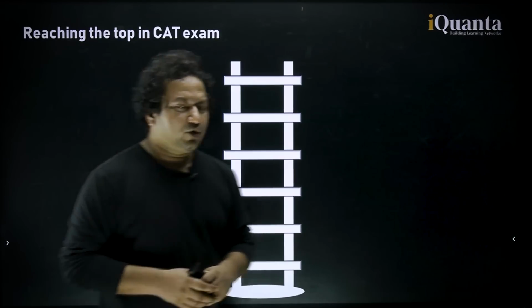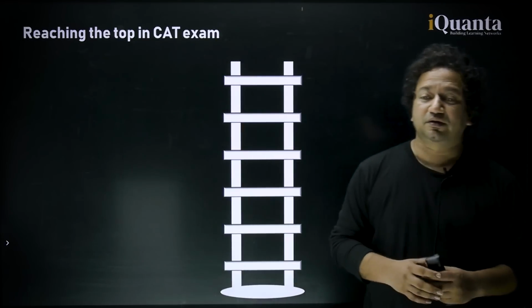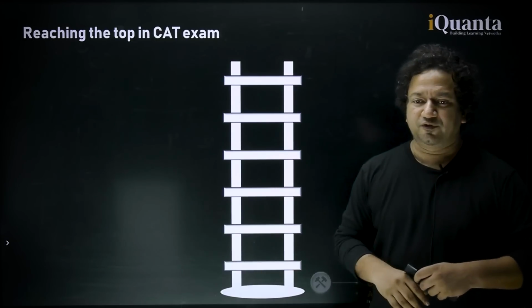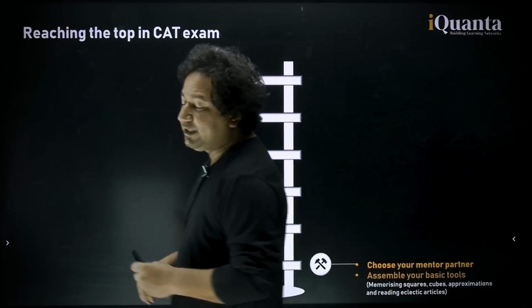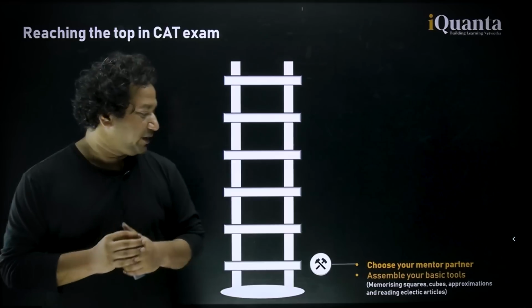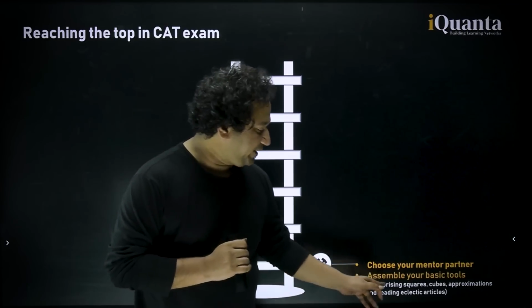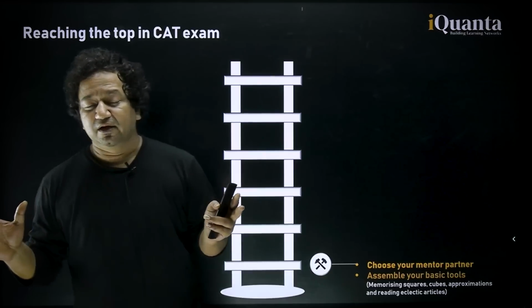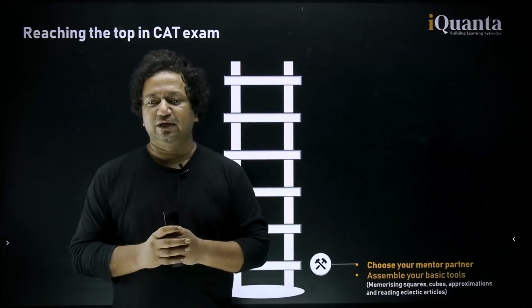Alright, now we'll be discussing how to reach the top in CAT exam, how to climb this ladder. The first thing starts with that you need to prepare your tools and you need to choose your mentor. So the tools will basically be memorizing squares, cubes, approximations, and reading a lot of articles from different sources. I'll be sharing sources with you as well.